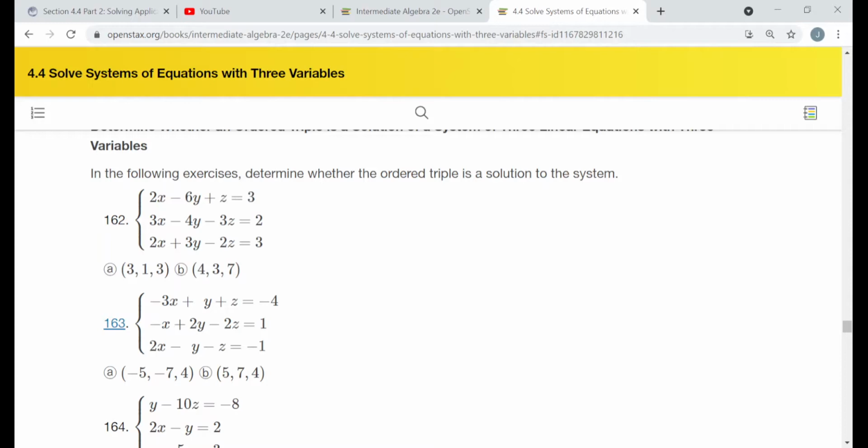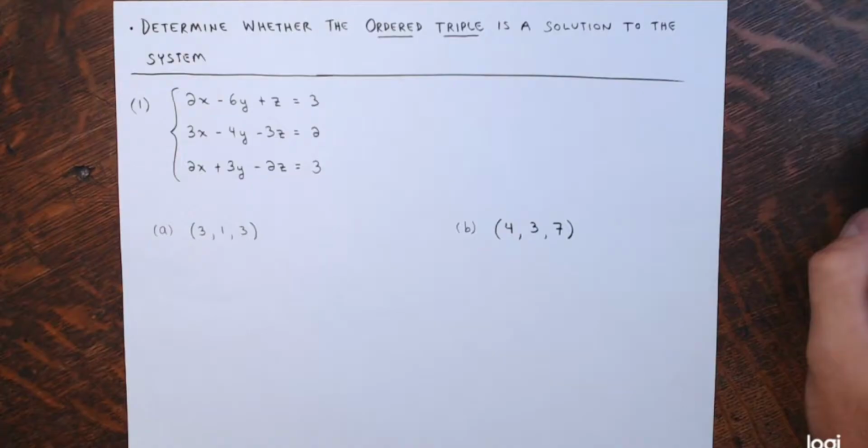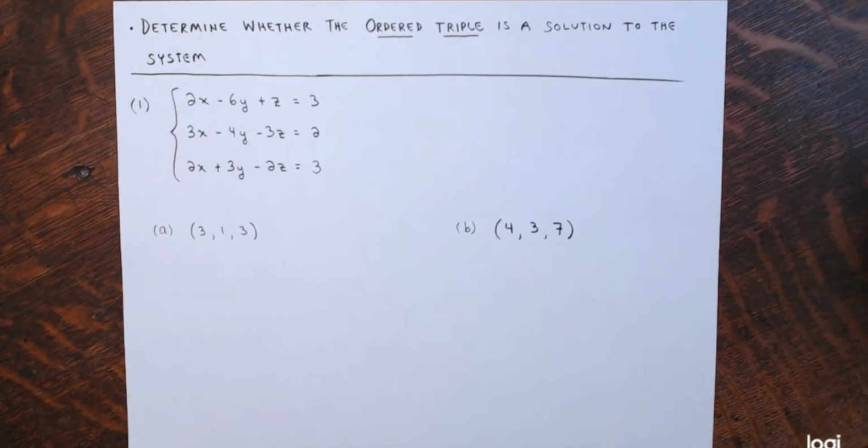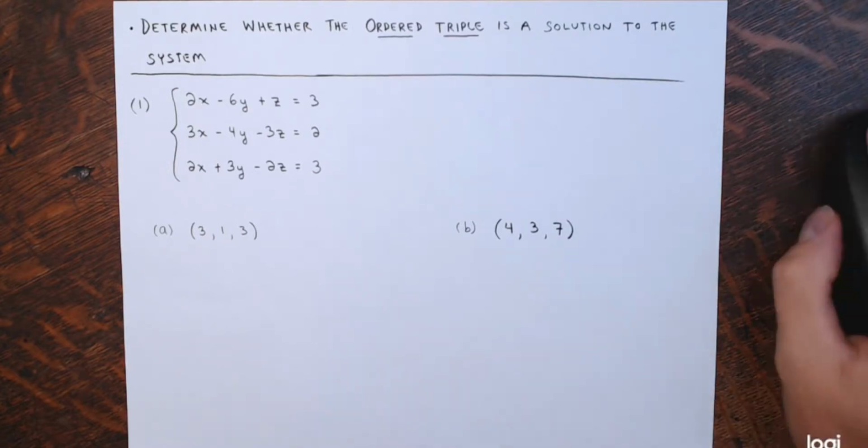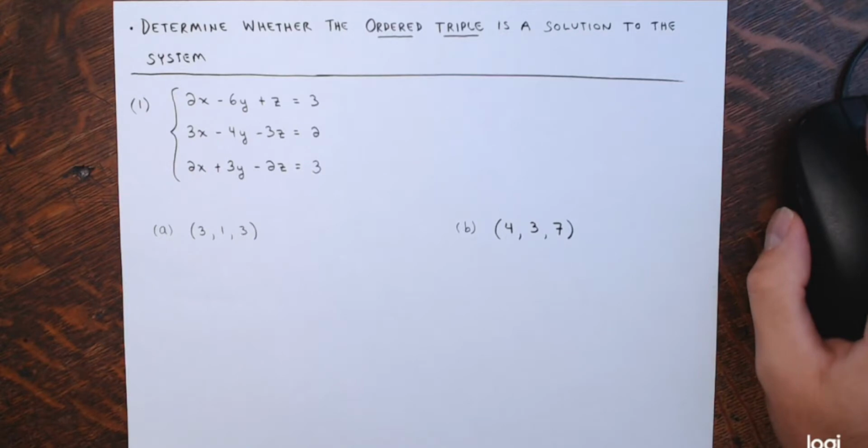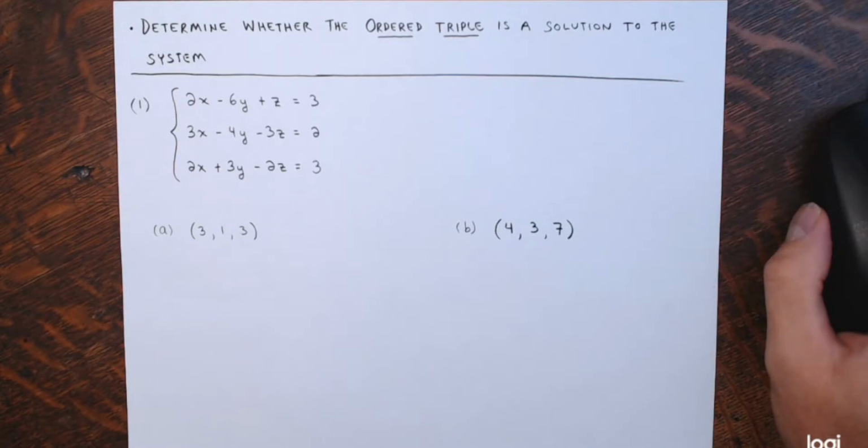First example, this is exercise 162. I'm just calling it example 1. If you want to follow along, example 1 is exercise 162 and example 4 is exercise 165. I do have time stamps for each of the examples in the description of the video below.